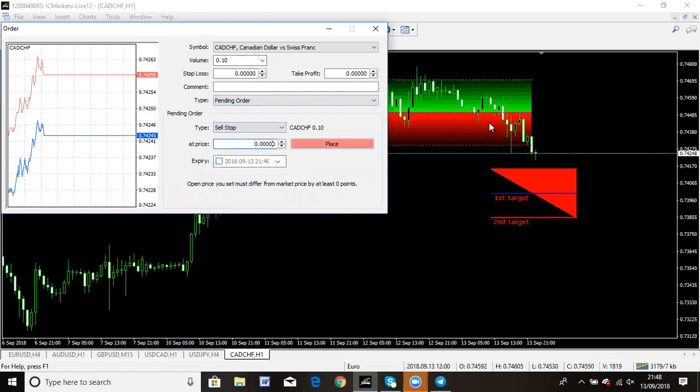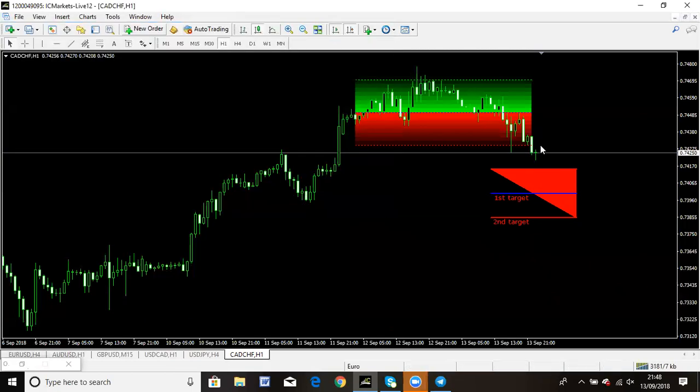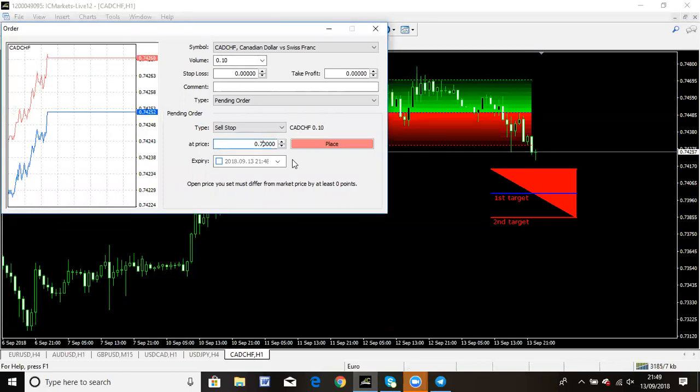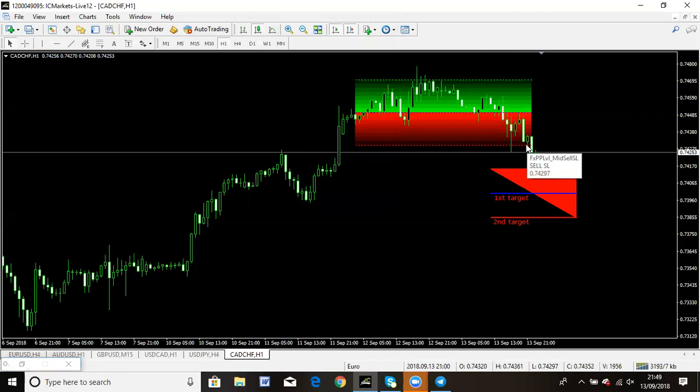So it's roughly about 74149. Yeah, my stop loss is going to be roughly another 15 pips. So if I look at it here, it's going to be 0.74300. So I'm going to enter that.